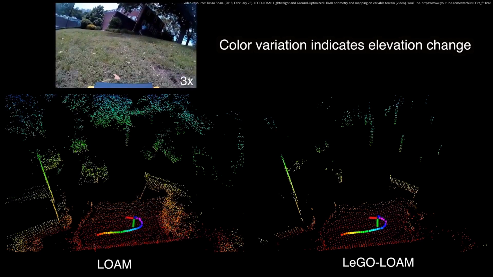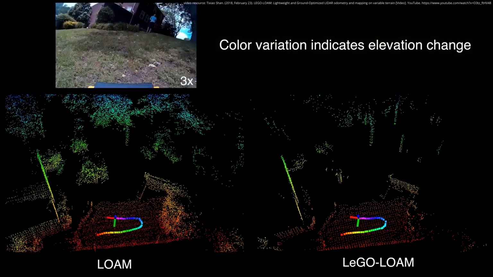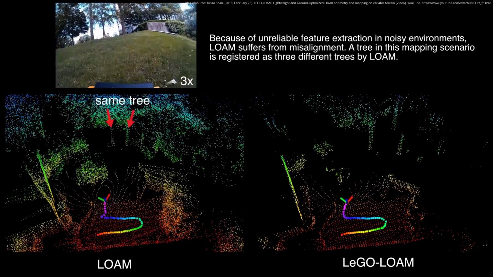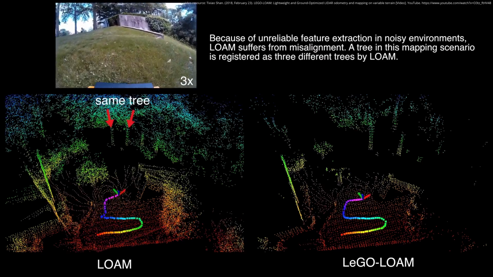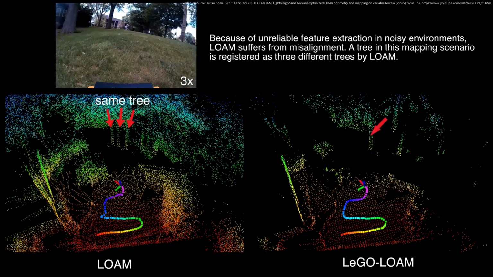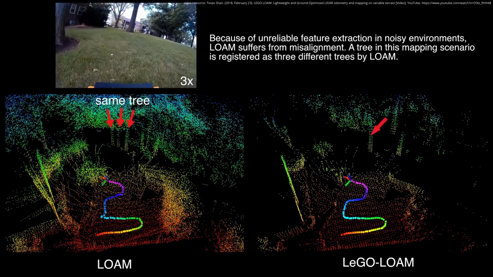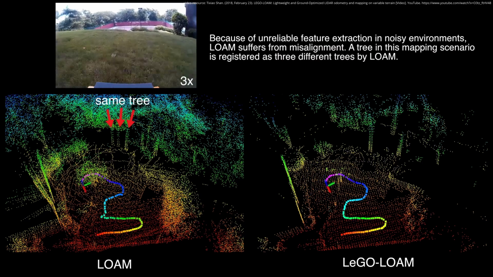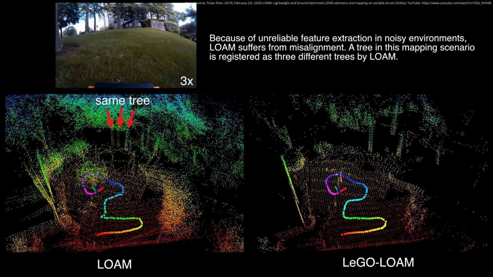Due to the inaccurate feature matching in the odometry and mapping modules, the map, which was created with LOAM, represents the environment less precisely and accurately. This can be seen looking at this tree. LeGO-LOAM recognized it as one object. For LOAM, the tree consists of 3 different ones next to each other.